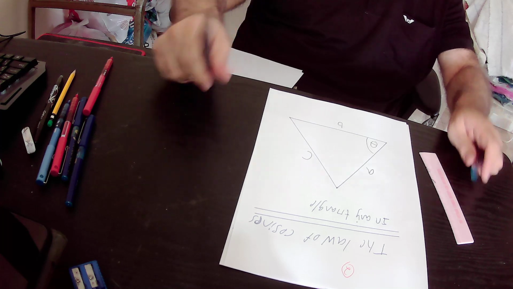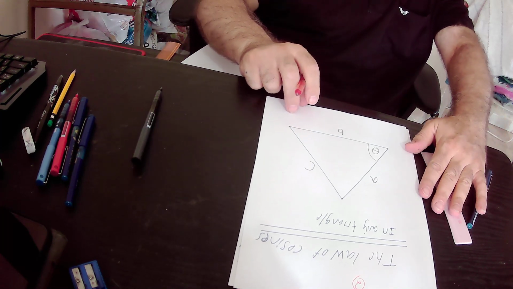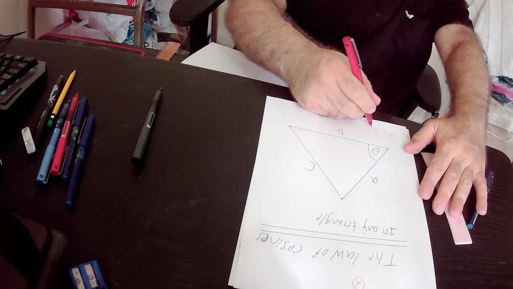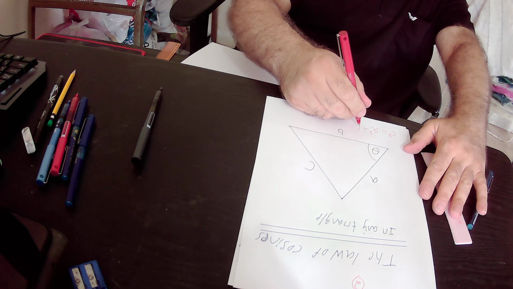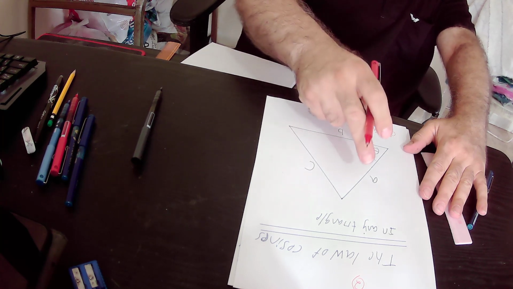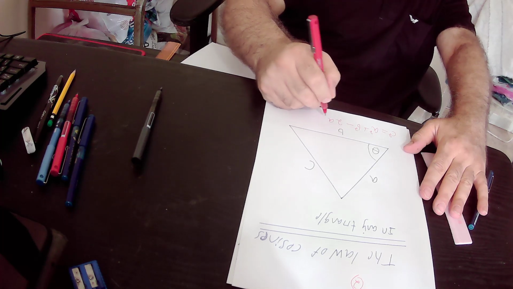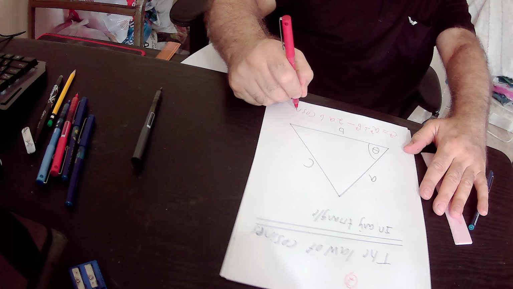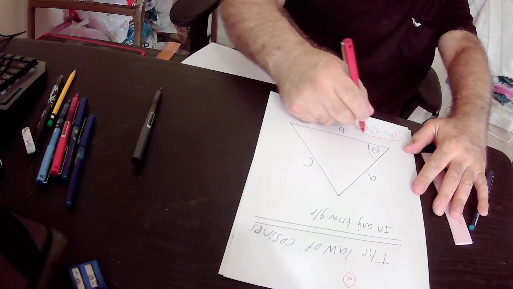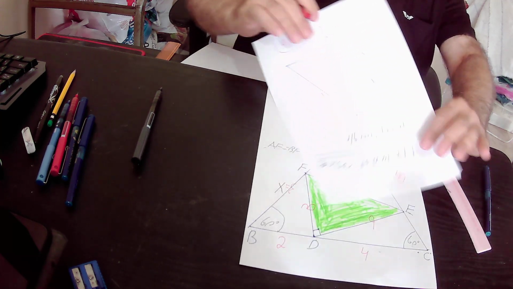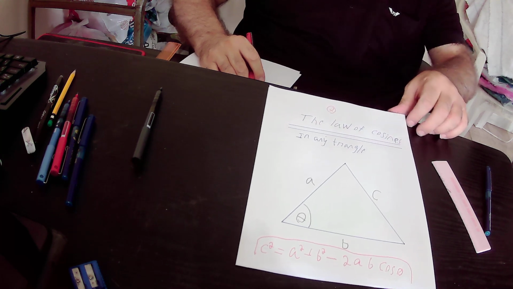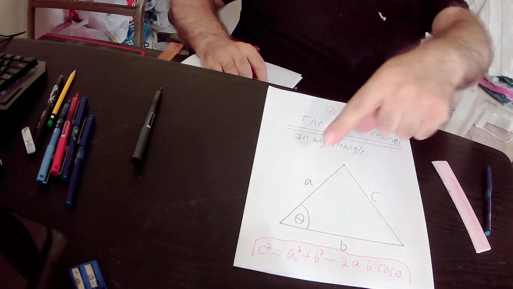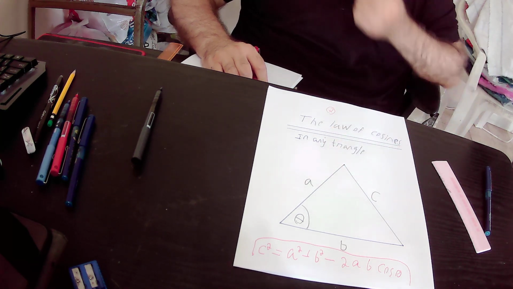Then, according to the law of cosines, C squared equals A squared plus B squared minus 2 times A times B times cosine theta. So C squared equals A squared plus B squared minus 2 times A times B times cosine theta.